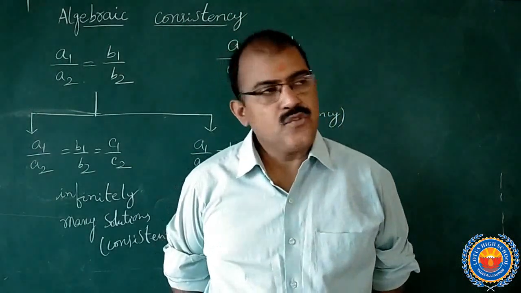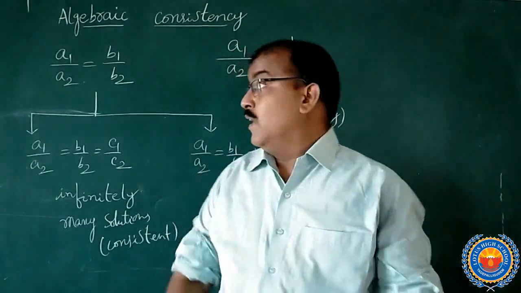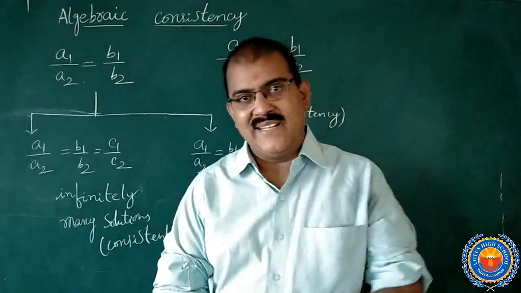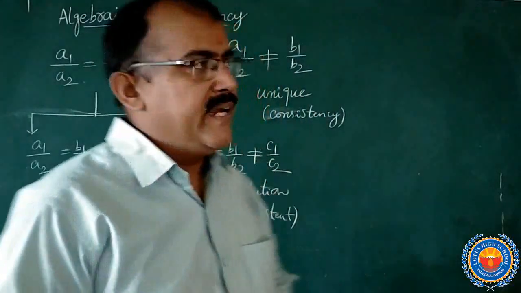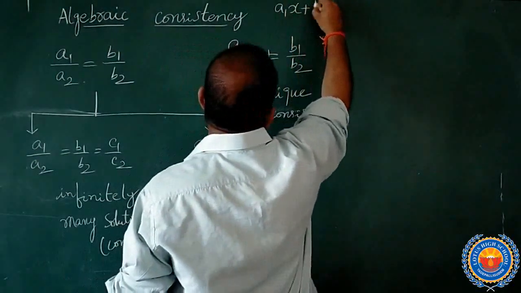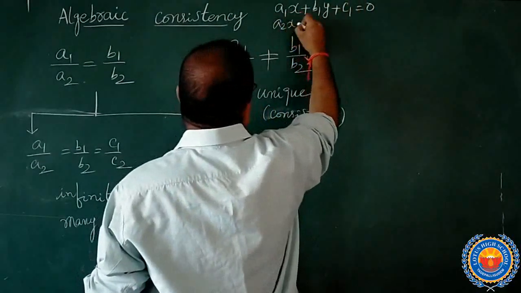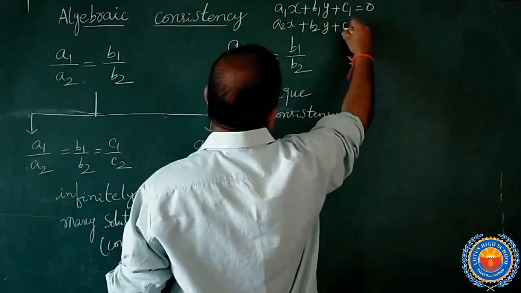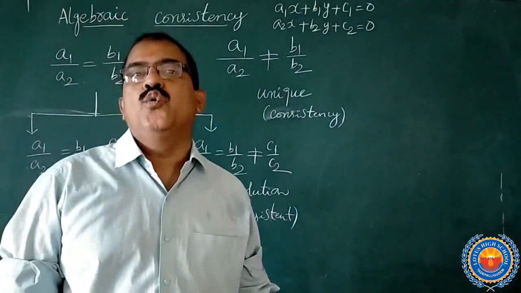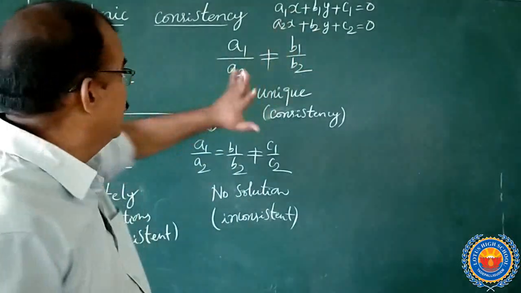Already we learned in the last video, in the chapter Pair of Linear Equations in Two Variables, algebraic consistency. This is very important. What is algebraic consistency? You know very well the general form: a1x plus b1y plus c1 is equal to 0, a2x plus b2y plus c2 is equal to 0. So these two are a pair of linear equations in two variables.